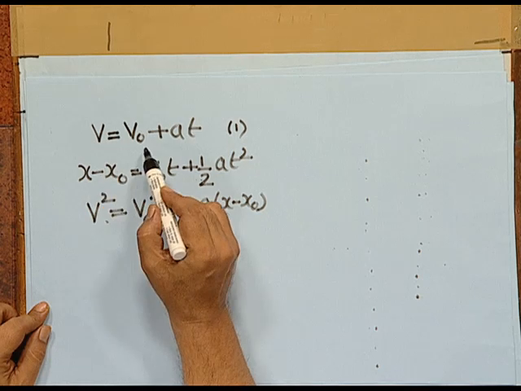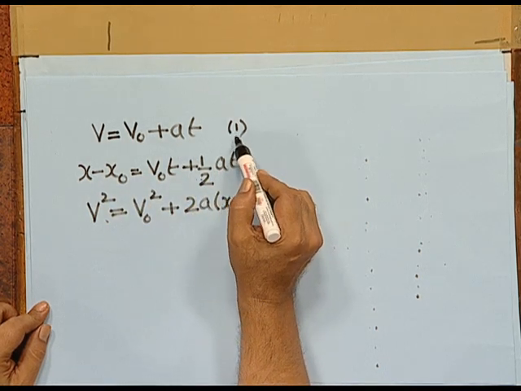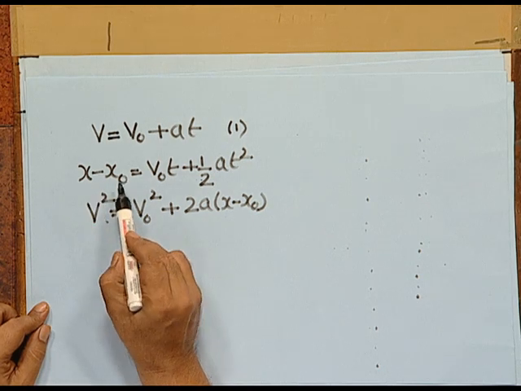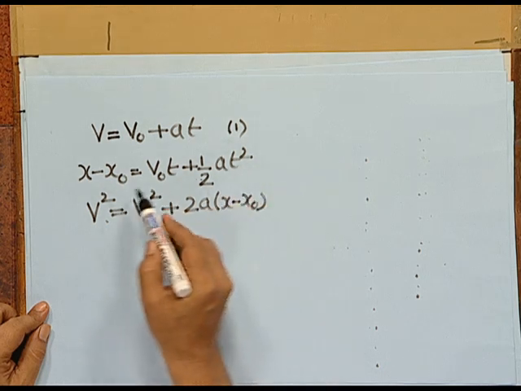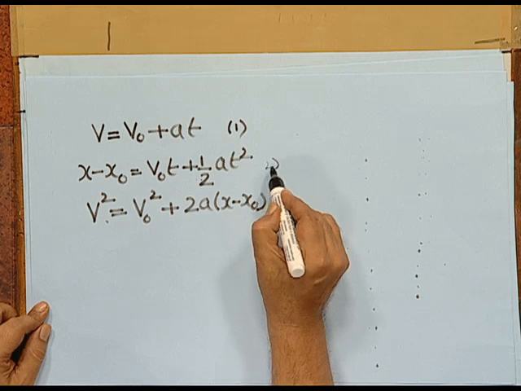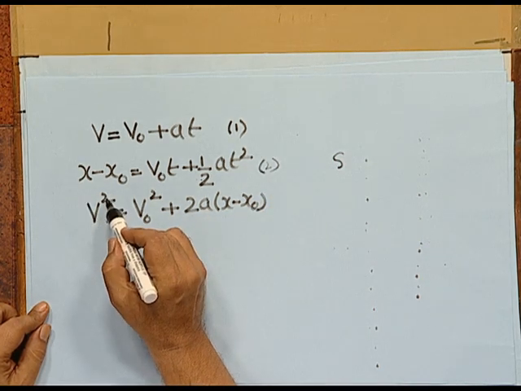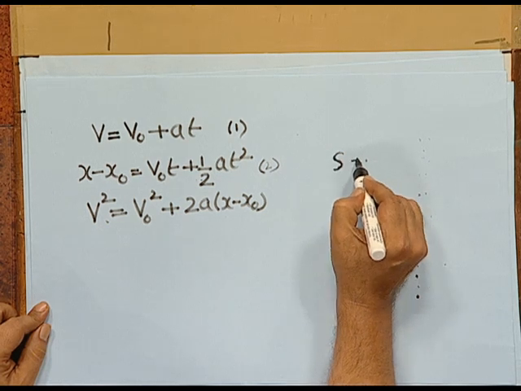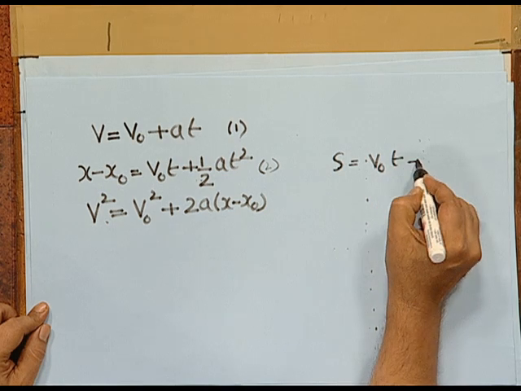Now, these are the relationships involving various variables like velocity, acceleration, time, and change in position coordinate. The velocity variation with time is v is equal to v naught plus at, which is one of the equations of kinematics for the constant acceleration case. The other one, which relates change in position coordinate x minus x naught, is v naught t plus half a t squared. This equation, equation number 2, is sometimes also written with s, that is x minus x naught, the change in position coordinate, represented as s, the displacement. s is v naught t plus half a t squared.